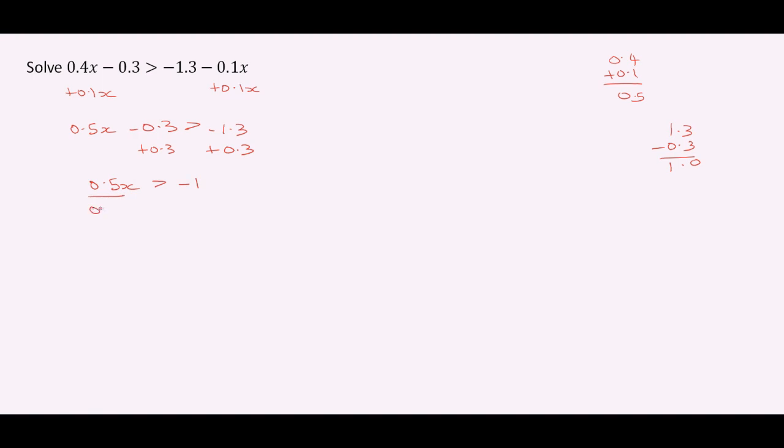Now we're going to divide both sides by 0.5. So negative 1 over 0.5. We're going to have to move the decimal over, so that's multiplied by 10. And so minus 1, we'll just put a 0 at the end. So this is going to give us minus 2. So x is greater than minus 2. Let's draw the number line. We have 0, we have minus 2 here. It's an open circle. x is greater than minus 2.